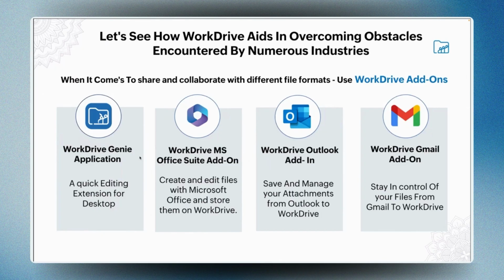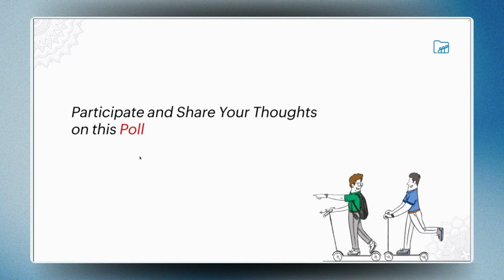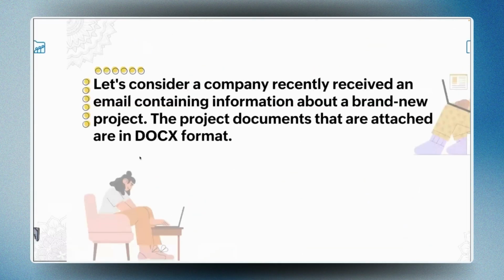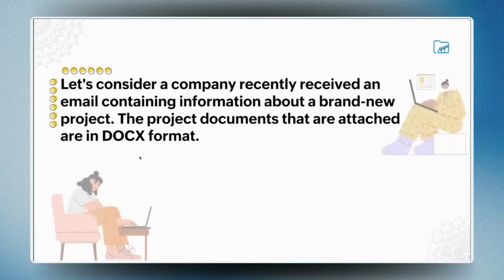Wow, that's impressive. I didn't realize WorkDrive had such versatile add-ons. The Genie app sounds especially useful for integrating various editing tools. Plus, the MS Office add-on would be perfect for our team since we rely heavily on Office tools. And managing email attachments directly from Outlook and Gmail sounds like it'll really streamline our workflow. Thank you so much for this detailed overview. So, Jennifer, would you please explain how the setup process works for the Outlook add-on?